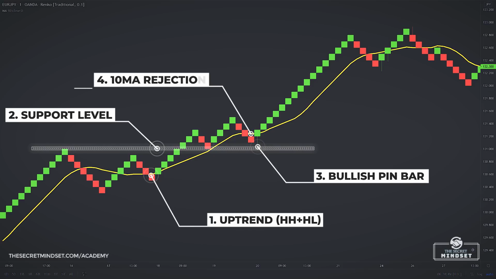And another signal, the rejection of the pin bar from the support level and the 10 moving average that acted as a dynamic support level. All these factors work together to give a powerful trading signal to buy the market.